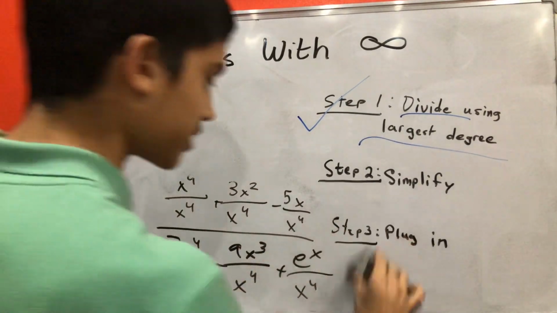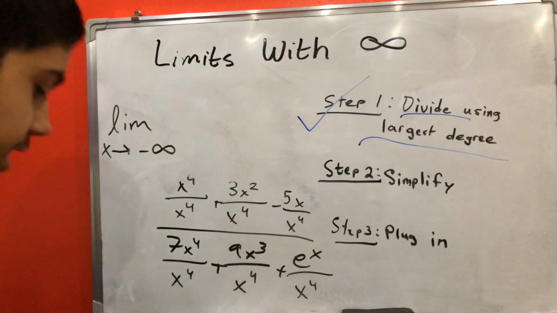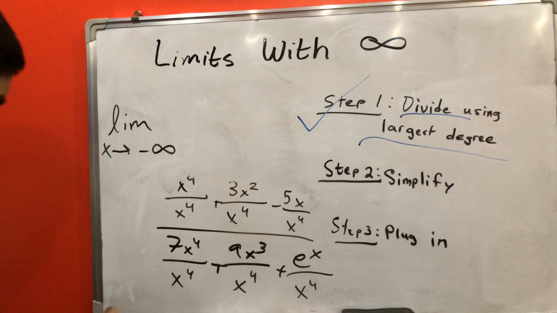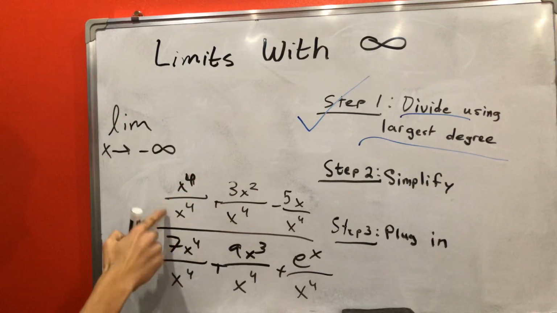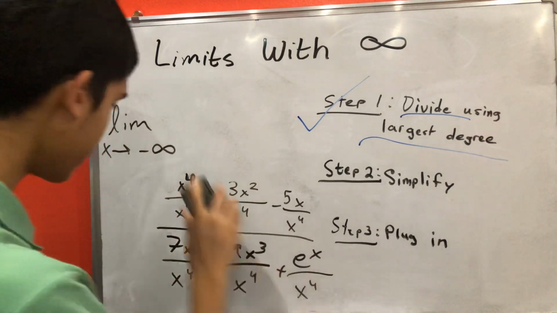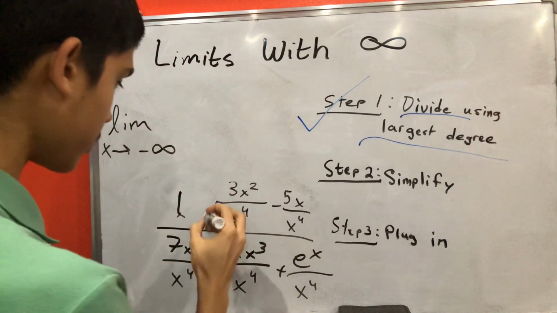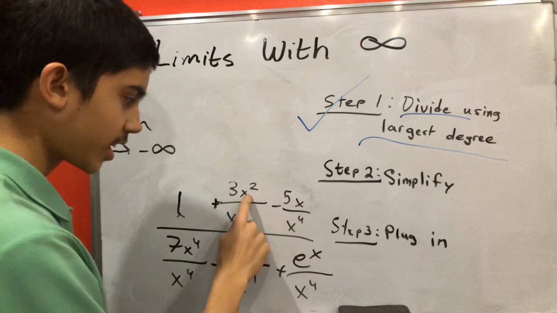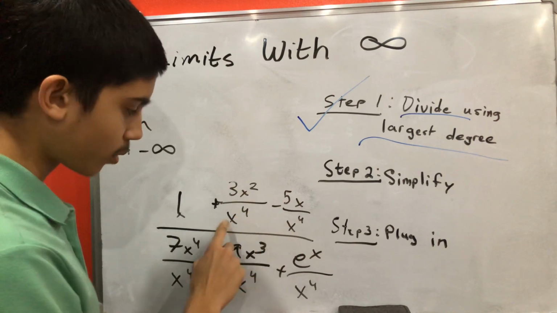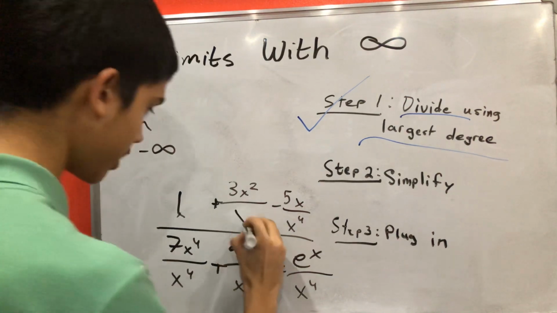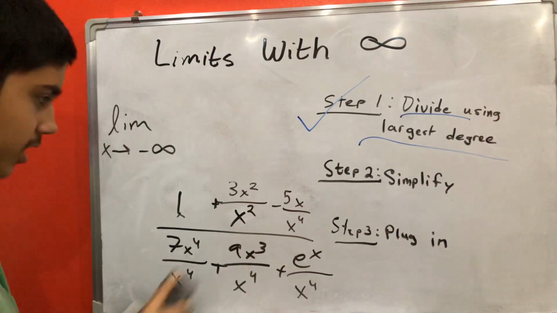Alright, what does the second step say? Simplify. This can definitely be simplified. What can we simplify? X to the 4th divided by x to the 4th. That's just 1, right? That's just 1. The plus. What can we simplify here? X squared and x to the 4th. The denominator will be x squared. X squared and the numerator just cancels out.